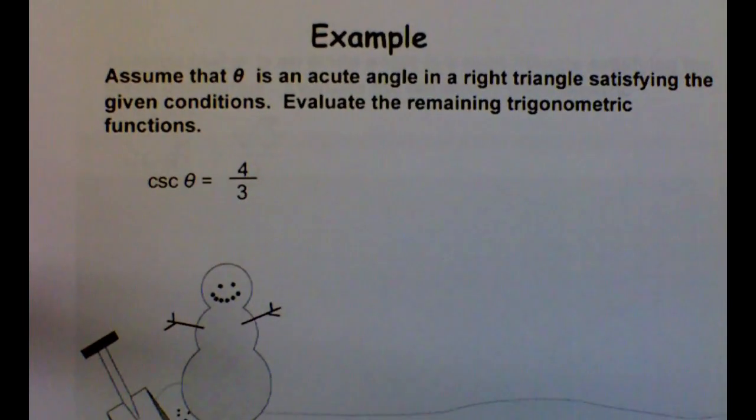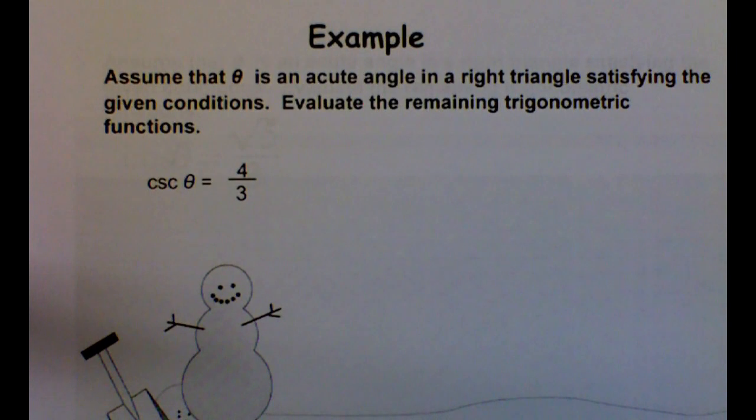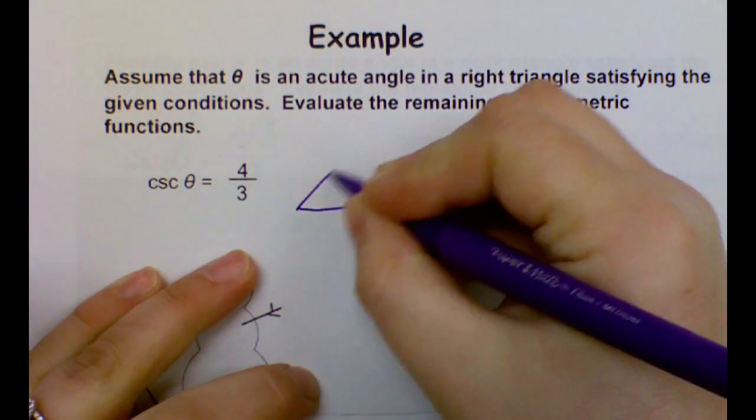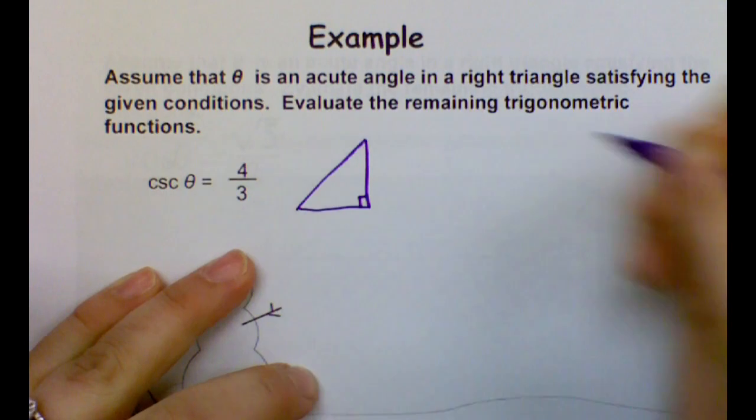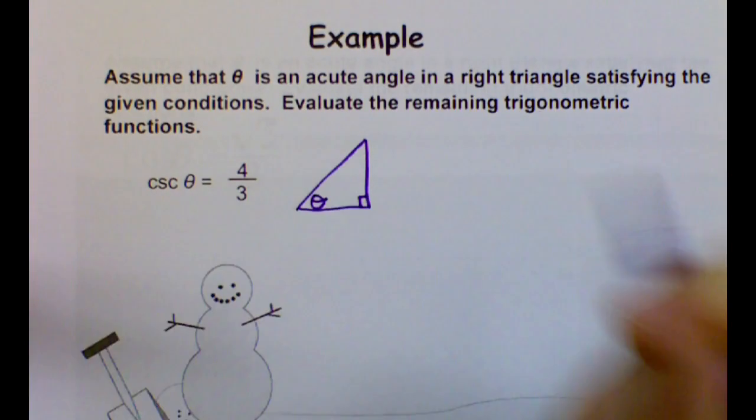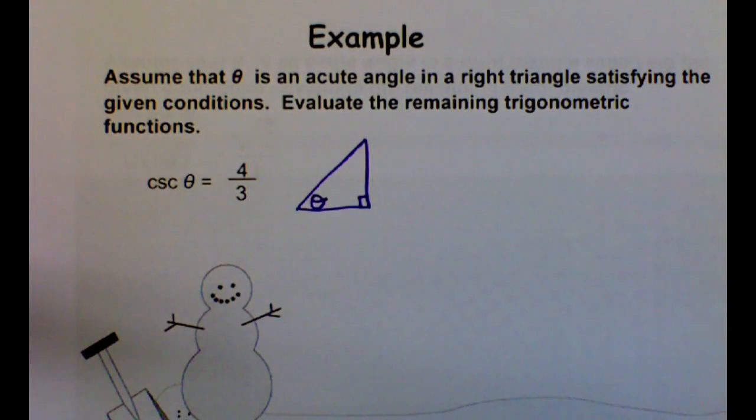All right, now we're going to get really crazy. Theta is an acute angle in a right triangle, satisfying the given condition. Evaluate the remaining trig functions. I recommend we draw a picture. Doesn't matter exactly how you draw the picture. We got a right angle, and one of these is called theta. It tells us the cosecant is 4 over 3.